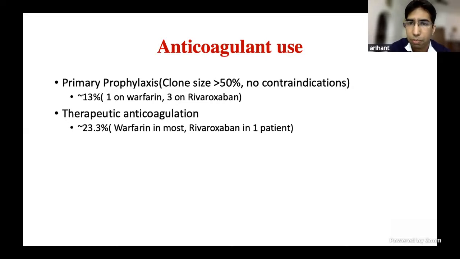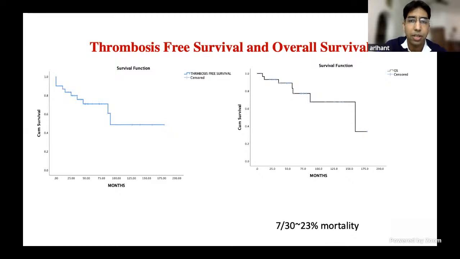They do not have thrombocytopenia or a splanchnic vein thrombosis with collaterals which can predispose them to varices and upper GI bleed. Around 13% of the patients currently in our center are on primary prophylaxis, while 23% of them are on therapeutic anticoagulation. Most of them are on vitamin K antagonist, with one of them on rivaroxaban.